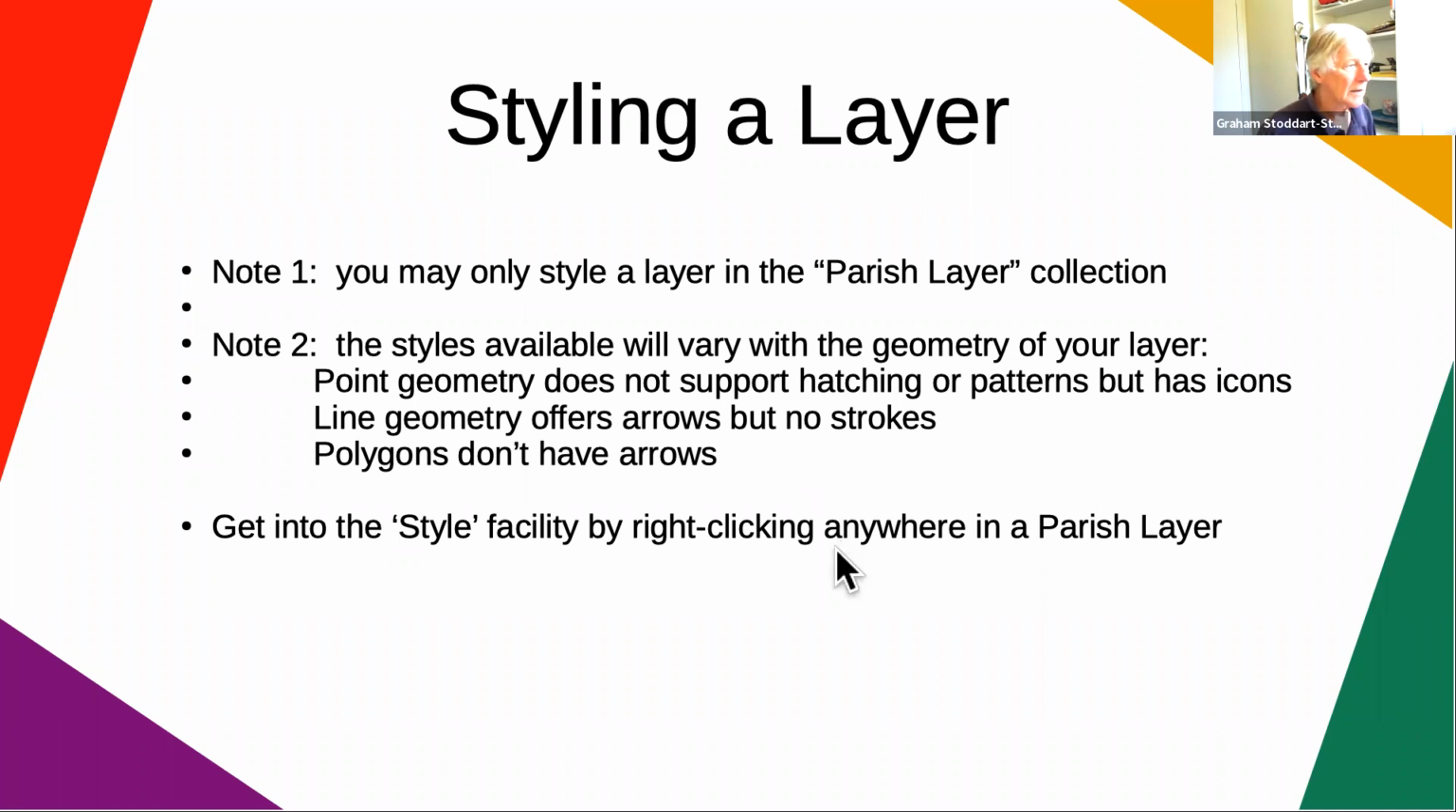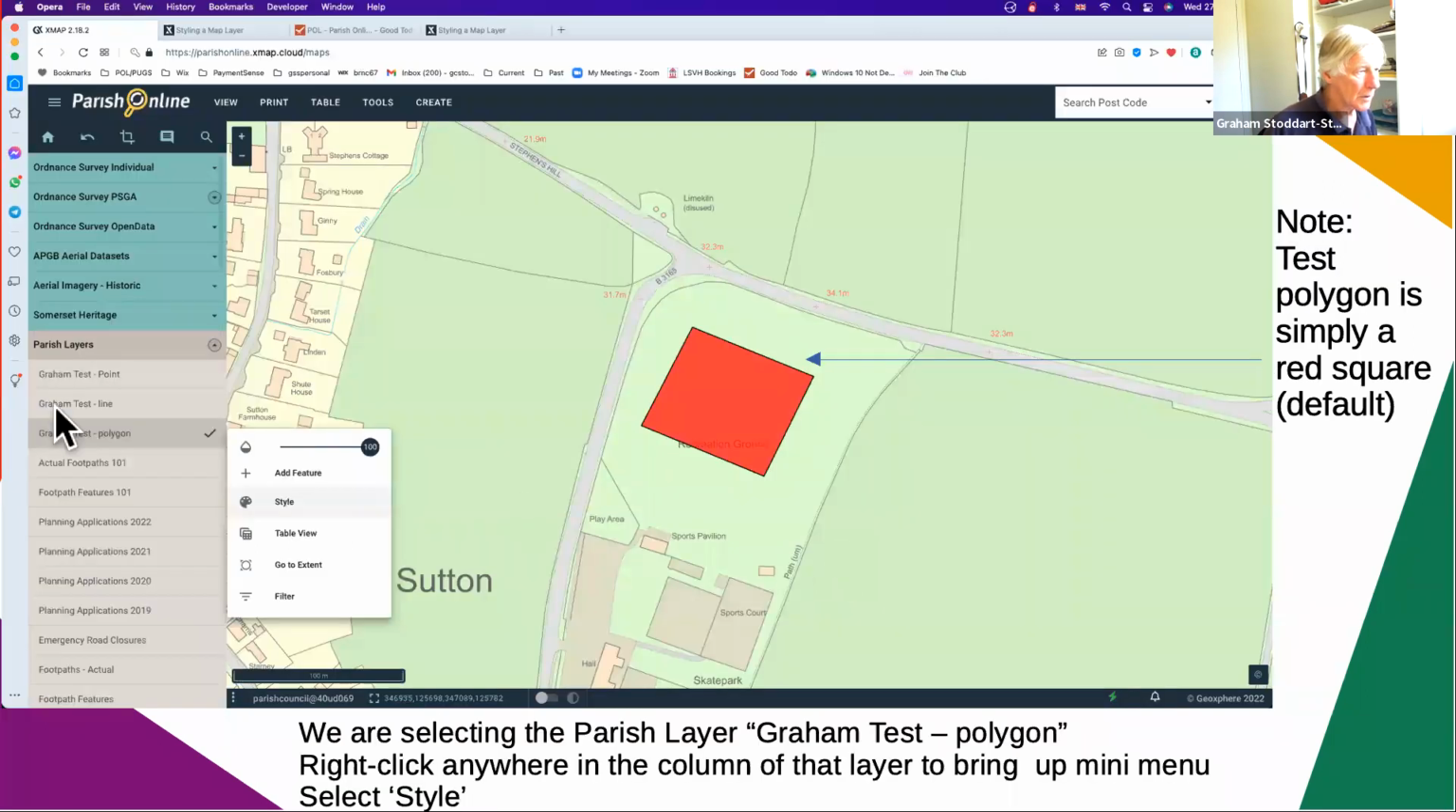So you get into the style facility by right-clicking anywhere in a layer, which you've seen many times. It brings up the mini menu, and you get, lo and behold, your style. So I've gone into my famous test polygon. I've right-clicked in this layer here, and we're going to choose style.